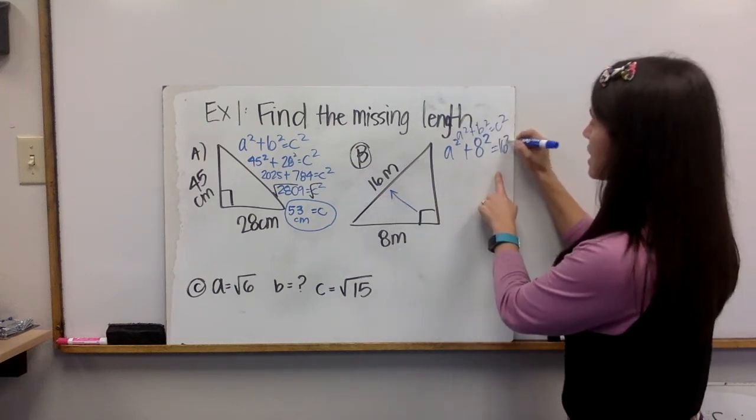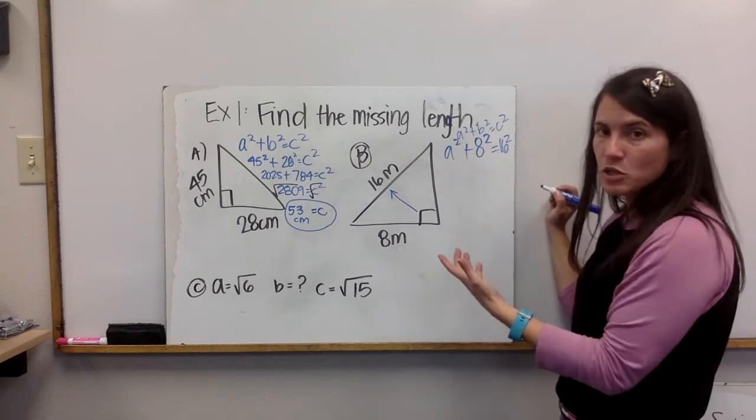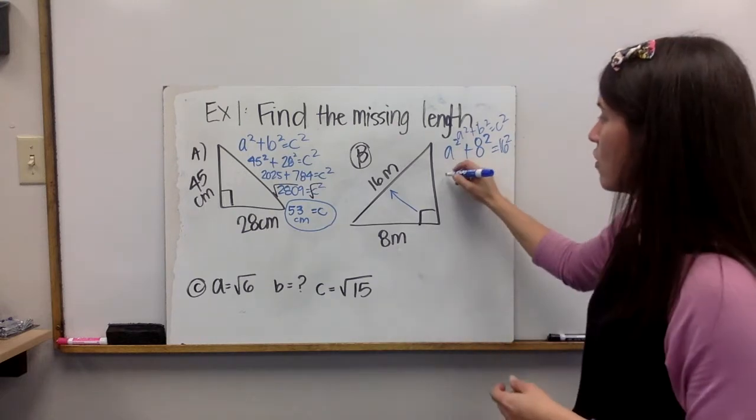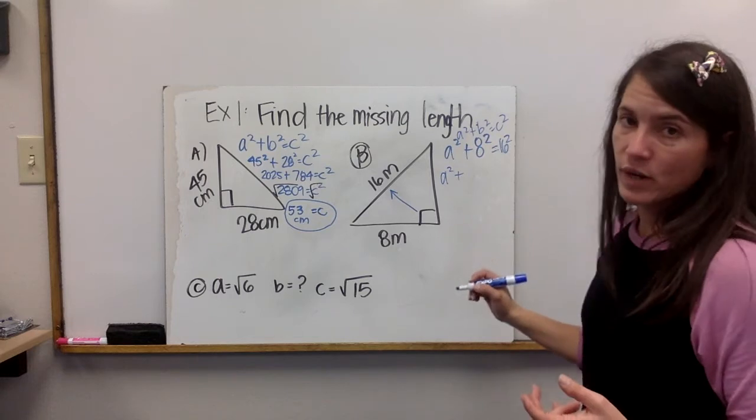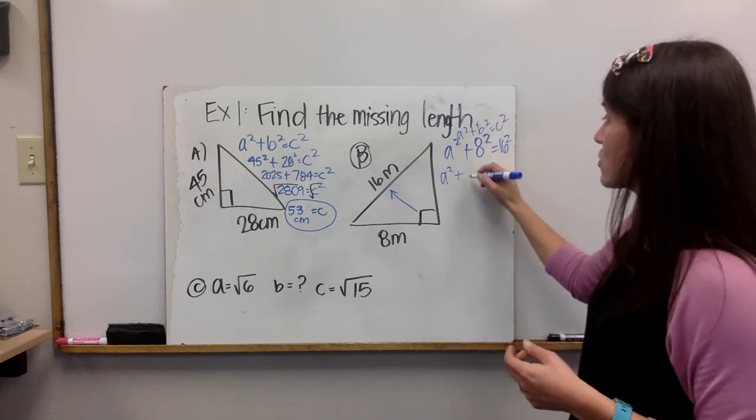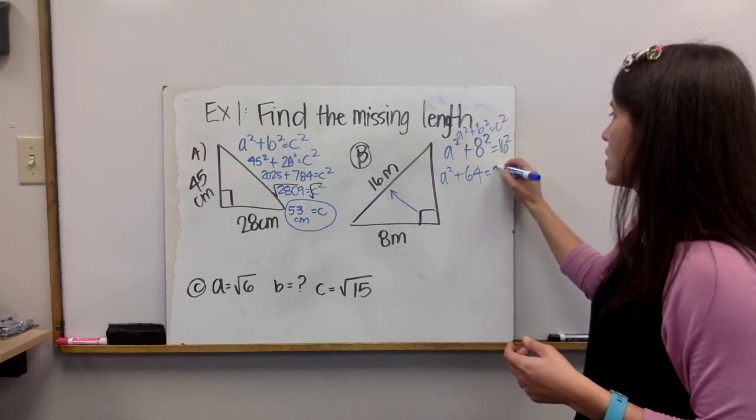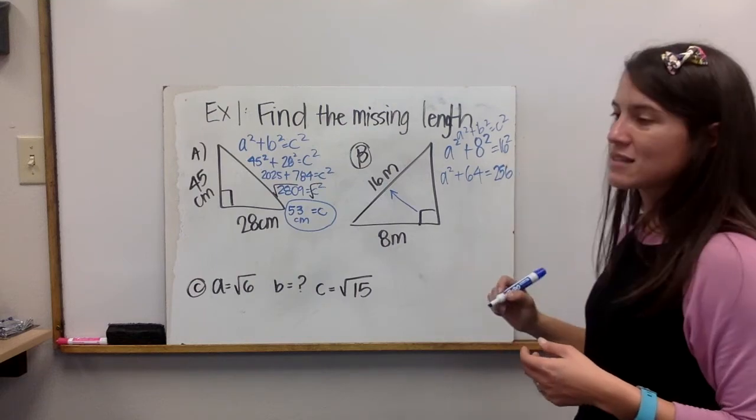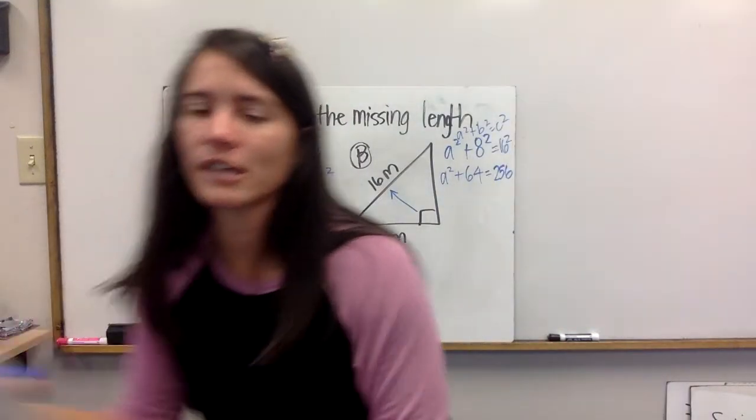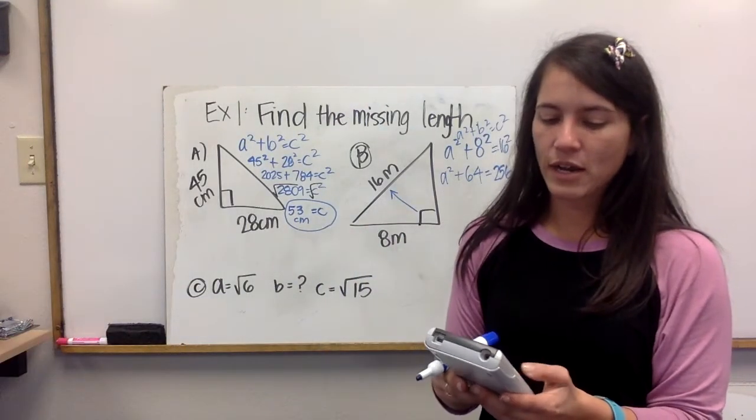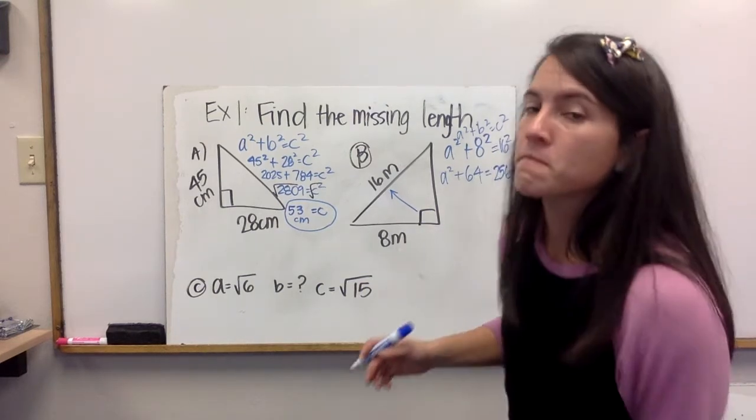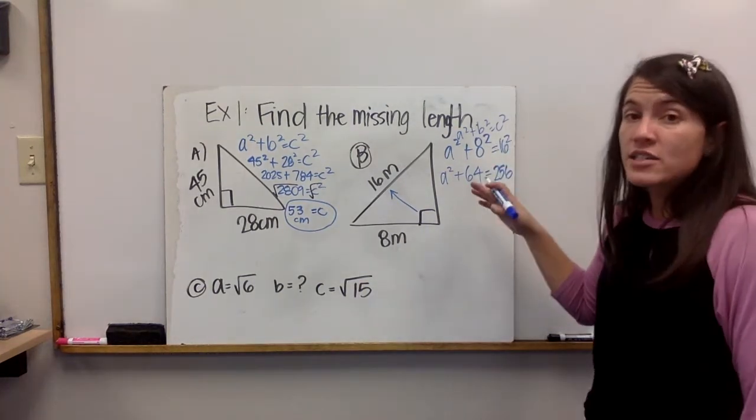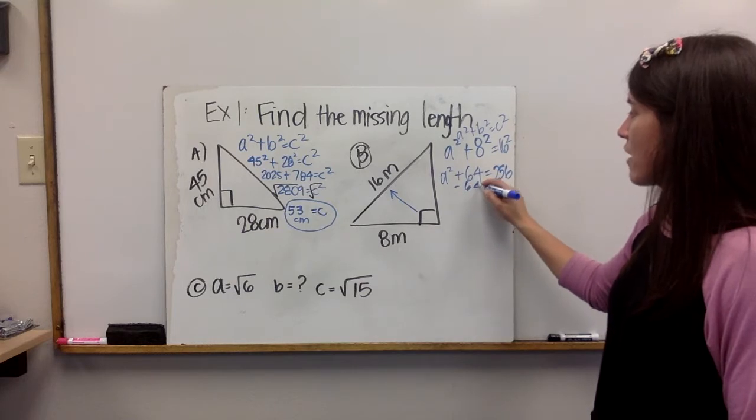And then 16 is my c. So I've substituted my numbers in. Now I'm going to continue to solve. I don't know a squared, so I bring that down. 8 squared is 64. 16 squared is 256, I think. Let me just double check. When in doubt, type it out. Yep, 256. And this time I need to subtract 64 because I have an equation.